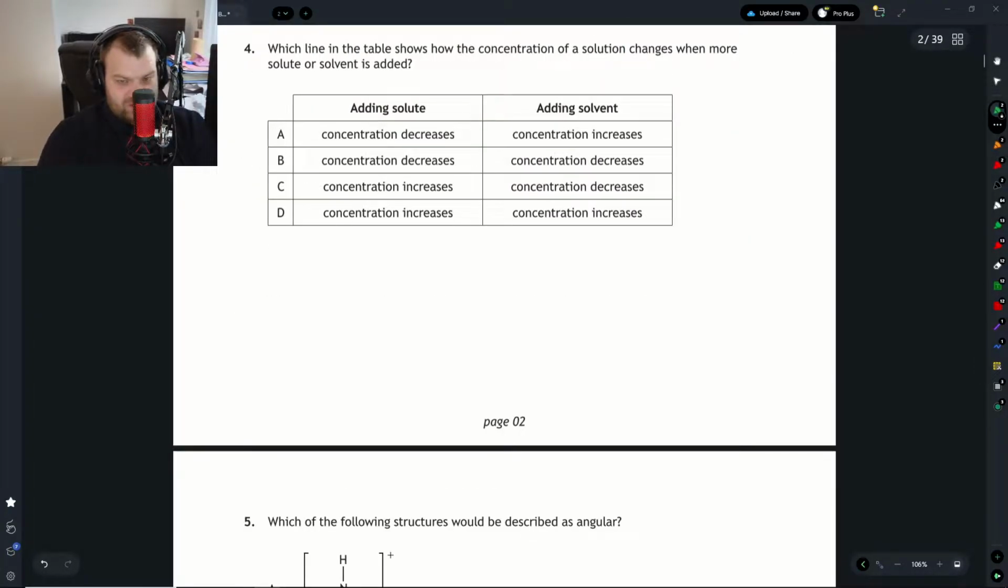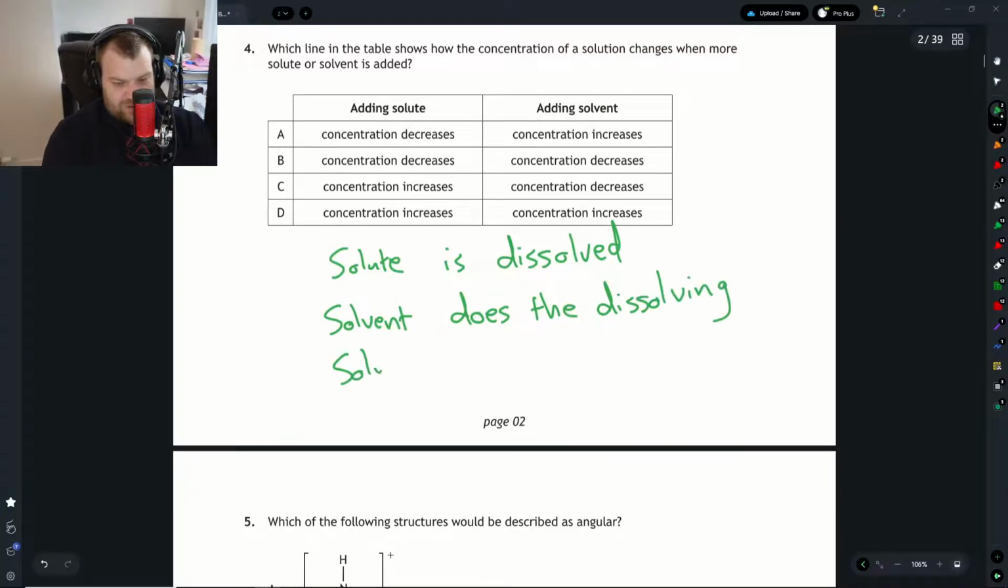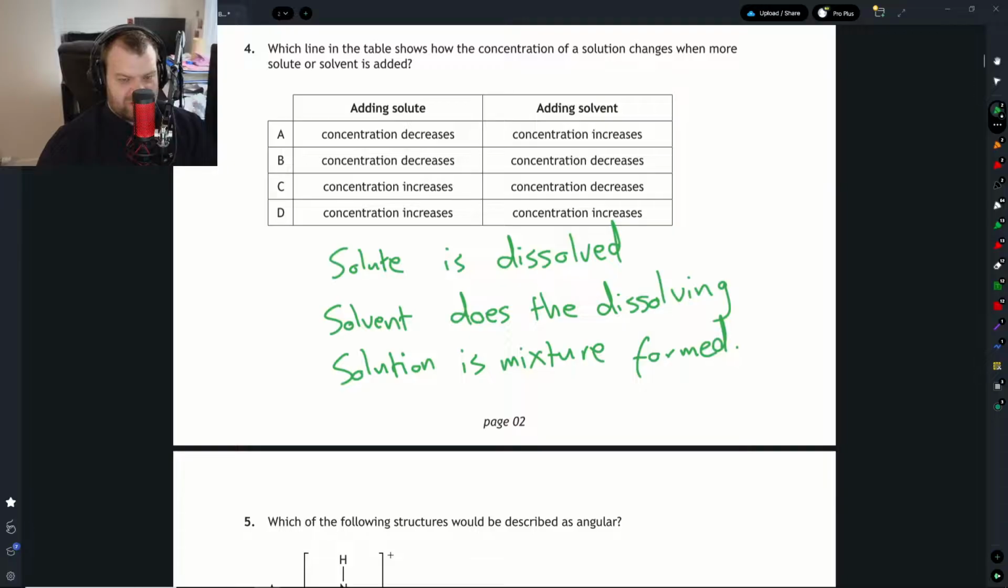Next question is asking about solvents, solutes, and solutions. Our solute is the thing that is dissolved. Our solvent does the dissolving. And the solution is the mixture that's made. If we're thinking about a salt solution, if you add more salt, which is the solute, it will become more salty, therefore the concentration will increase. If you add more solvent, in my salt solution situation that would be the water, you dilute it, and the concentration will go down. C has both of them in the correct place, and it's our correct answer.